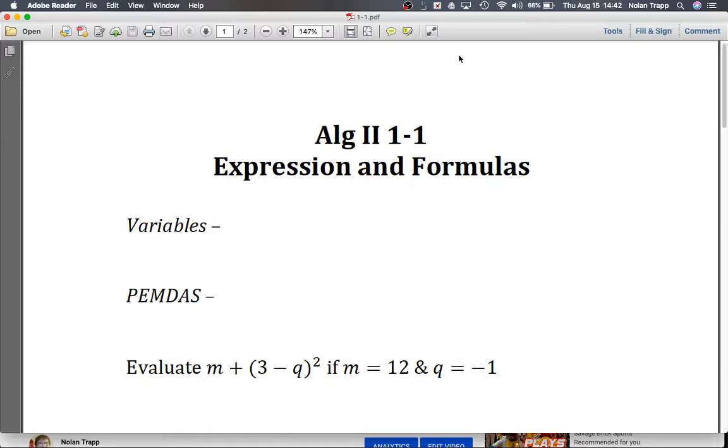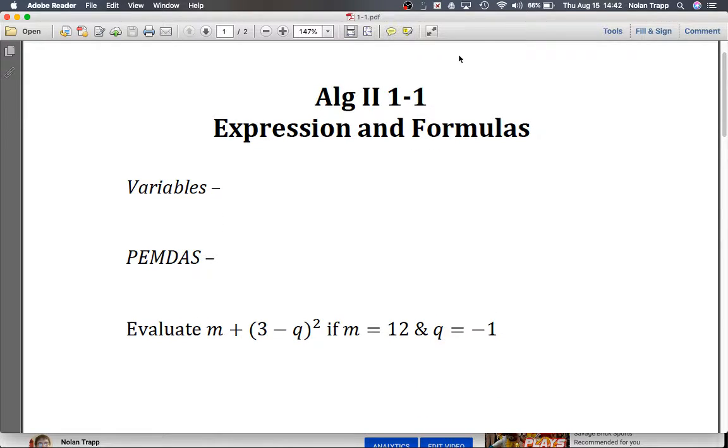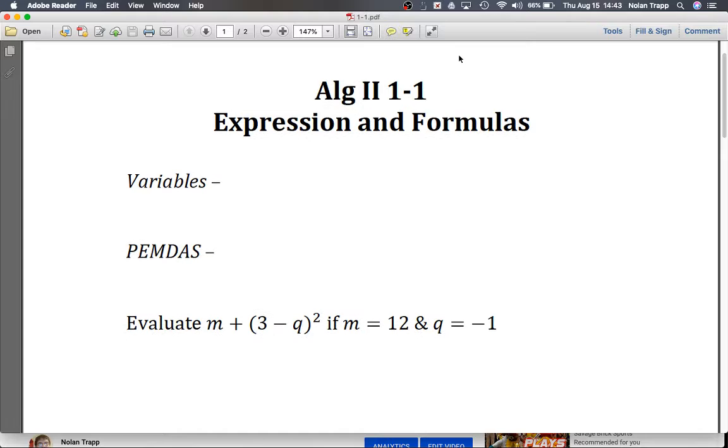So we're going to talk about expressions and formulas. This should be something you know. Obviously, some of you may be new to my class. If you are, welcome. If you're not new, thanks for coming back. Anyways, just kidding. So we're going to talk about Algebra 2, 1-1. This should be review of a lot of stuff from algebra, but we're going to talk about it and get through it as quickly as we can.